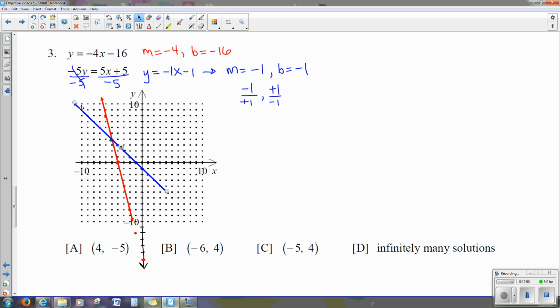So hopefully we've done everything correctly. And let's see. We have a solution point of 1, 2, 3, 4, -5. I have an x value of -5 and a y value of 1, 2, 3, 4. So -5, 4. Perfect. There you go, choice C.